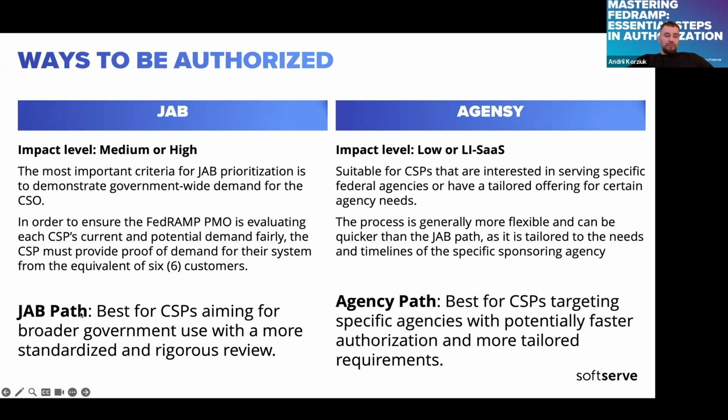So just short information about the JAB path. This choice is best for CSPs aiming for broader government use with a more standardized, rigorous review. And one more important piece of information: JAB actually has a limited quantity of customers they can process during the year. That's important. And when you use the agency path, you can work directly through the agency.